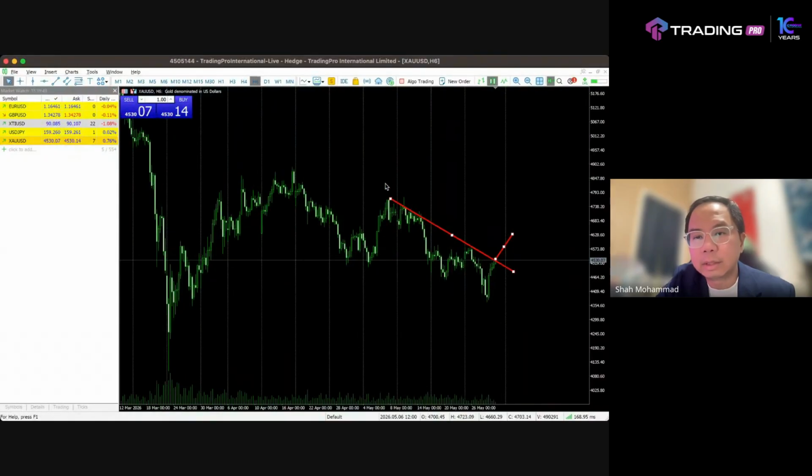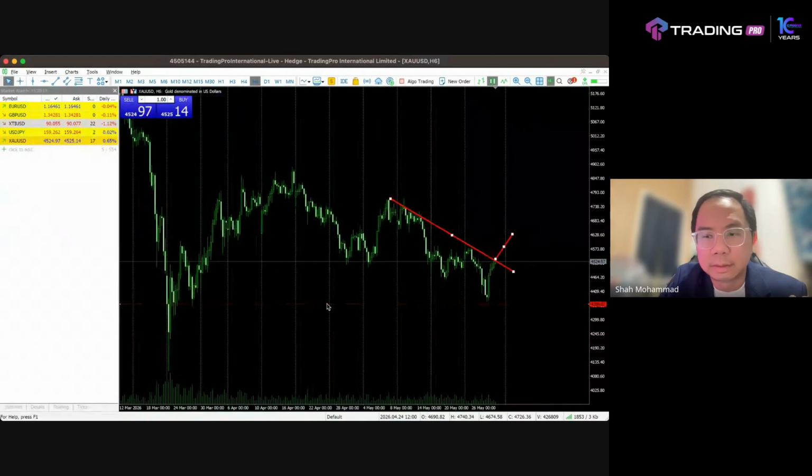1, 2, 3, 4, 5 days. It's trending down. So this is very simple. But how do you want to know the support and resistance? If I use the tools, the support and resistance, this is the support.